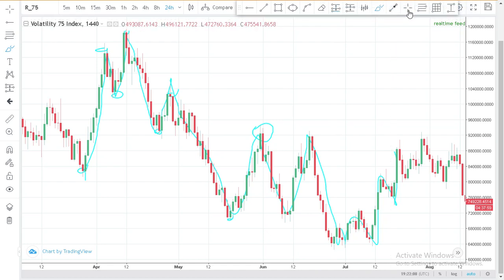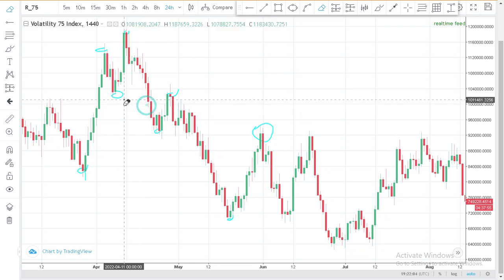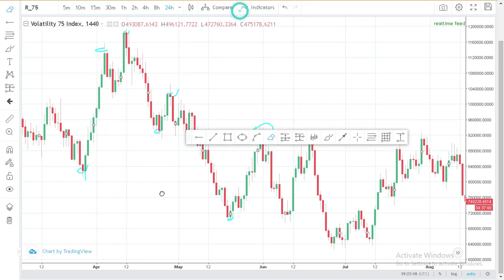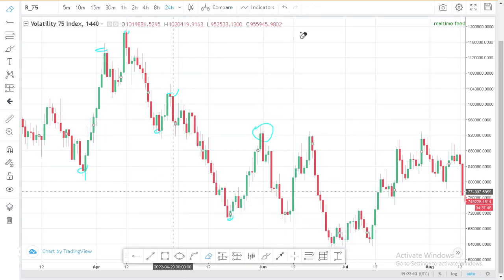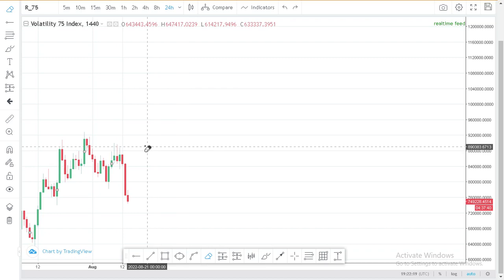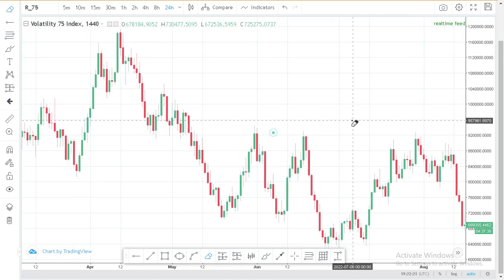So I'm just gonna erase this and draw the actual thing. Let me just drag this down. Okay, and we'll try to remove everything. So yeah, this is how the market was moving.